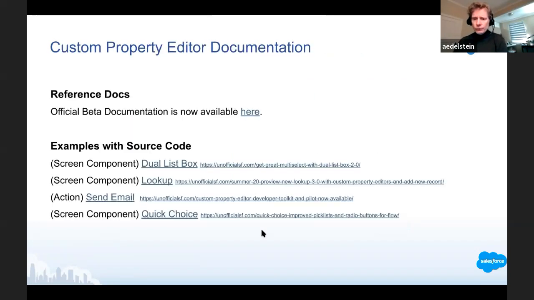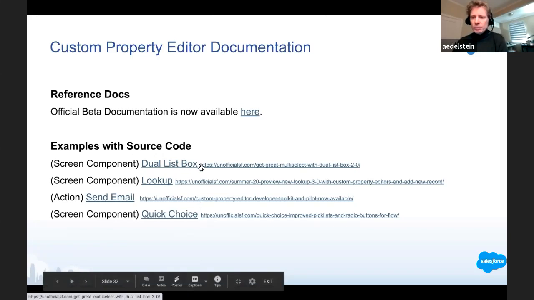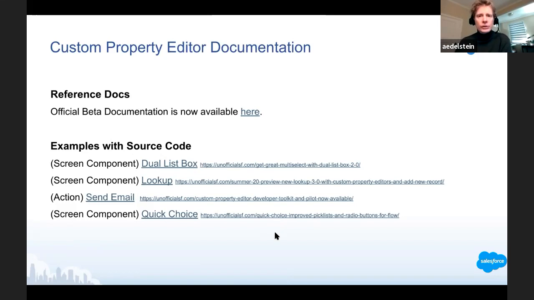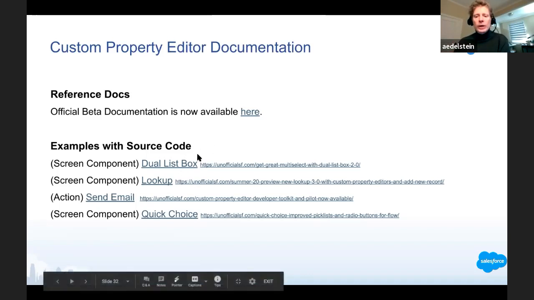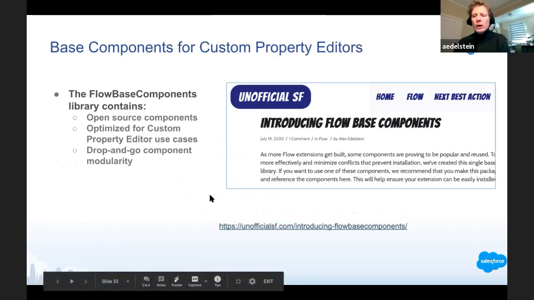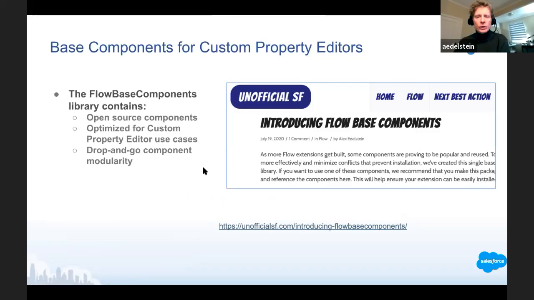So if you go to, for example, the dual list box or quick choice blog post here, you'll see that the installation instructions say, first, make sure that you install flow-based components, and then install the lightweight dual list box CPE. So we are basically starting to try and use some intelligence there. What that means is it will be easier. There will be fewer upgrade collisions as versions change. We're going to watch flow-based components very carefully and make sure that we don't break compatibility with it.